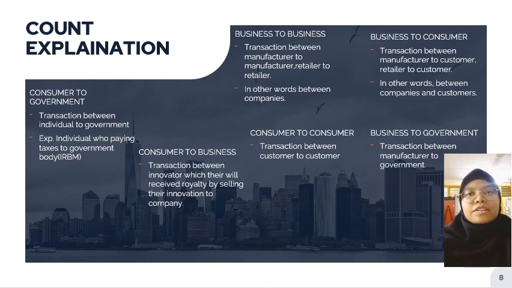Consumer to business is a transaction involving an innovator, who receives a royalty by selling their innovation to a company. So basically, this is a transaction between a consumer and a business, where the innovator sells their innovation, and in return they receive a certain royalty fee set by the company which buys their innovation.